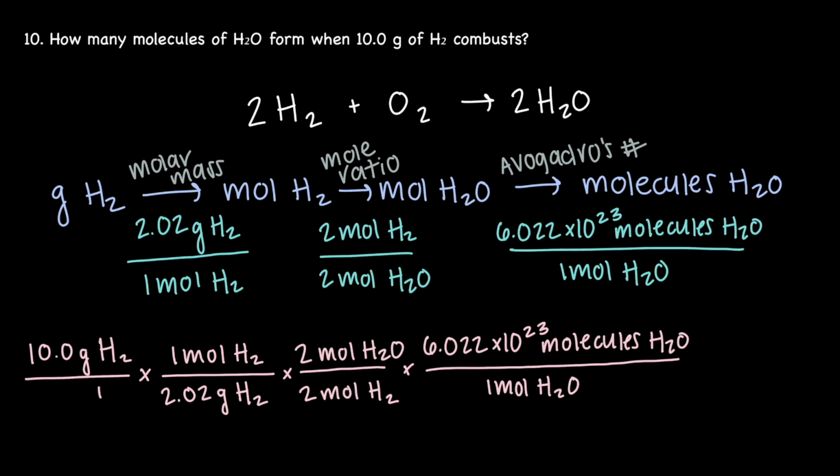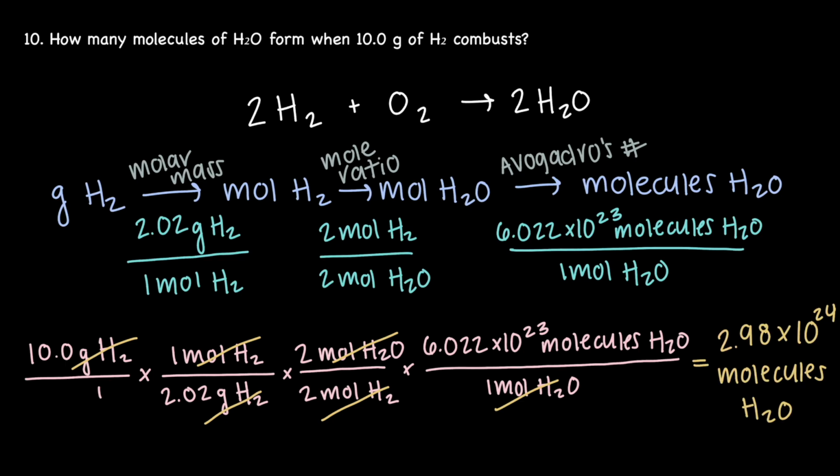Grams of H₂ cancel, moles of H₂ cancel, moles of H₂O cancel, and we are left with molecules of H₂O. Multiplying and dividing the values, we get 2.98 times 10 to the 24th molecules of H₂O.